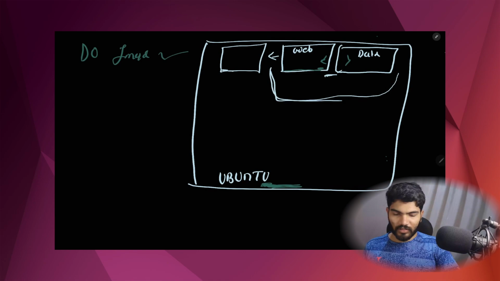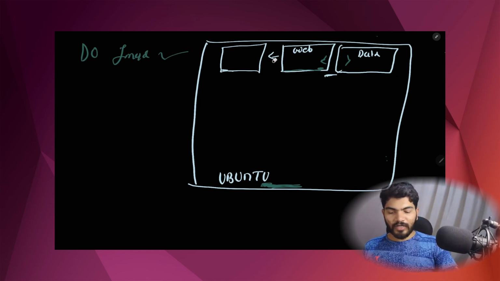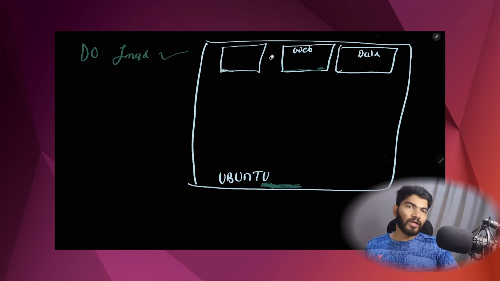So the separate network is only for these two containers. We can create a separate network for one container, for multiple containers, for any number of containers. Okay, next thing is Docker volume.